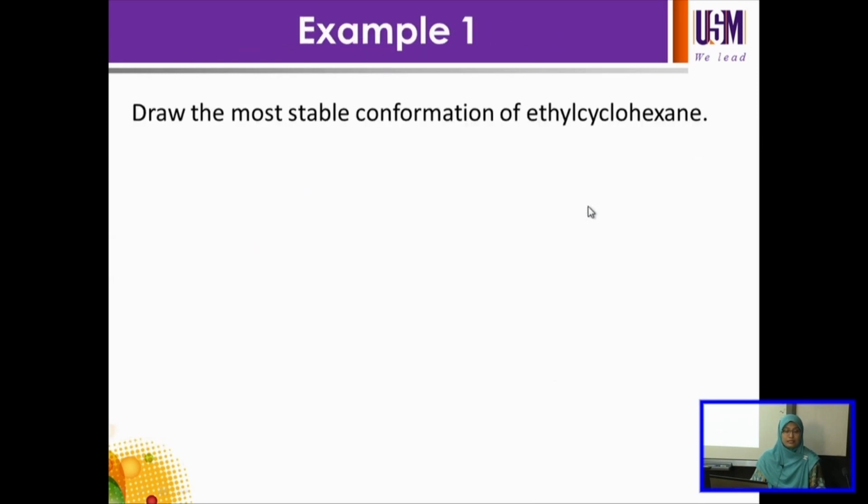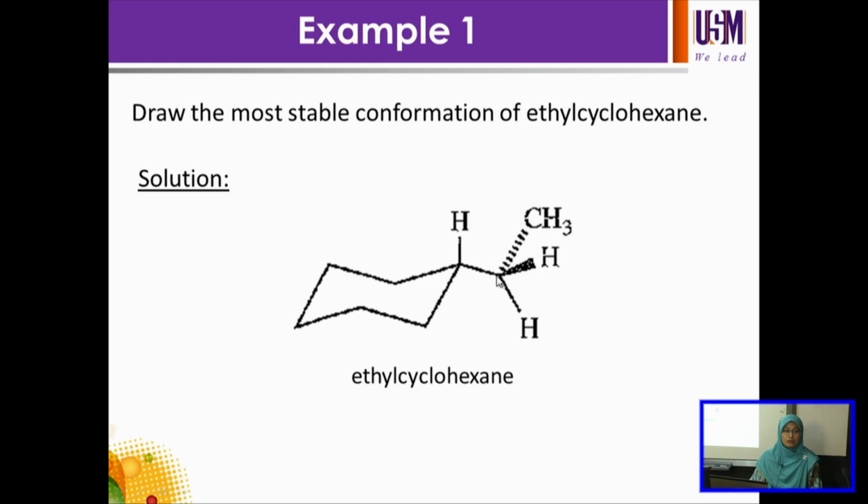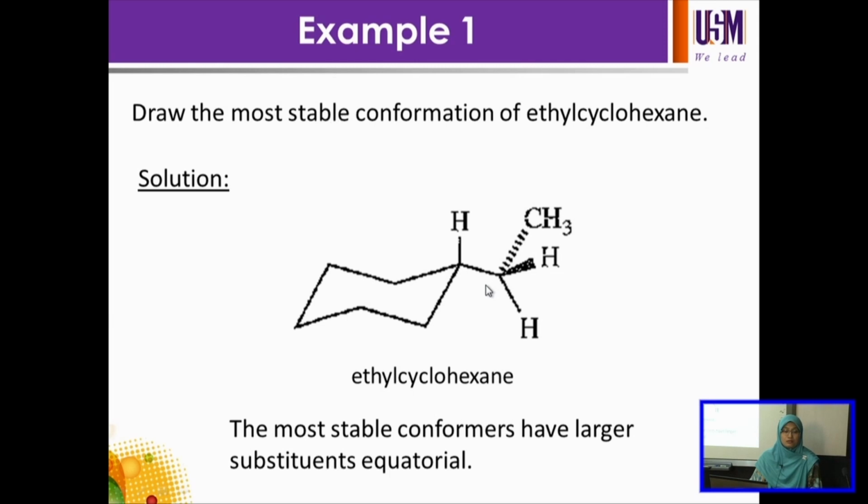Okay, let's look at this example. Draw the most stable conformation of ethylcyclohexane. The ethyl group has a CH3 and a CH2 group. This is the CH2, CH3, the ethyl group. The best position is to place the ethyl group in equatorial position. The most stable conformers have the larger substituent at the equatorial position.